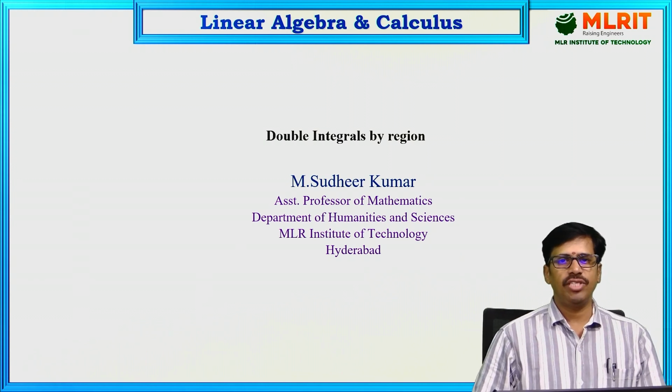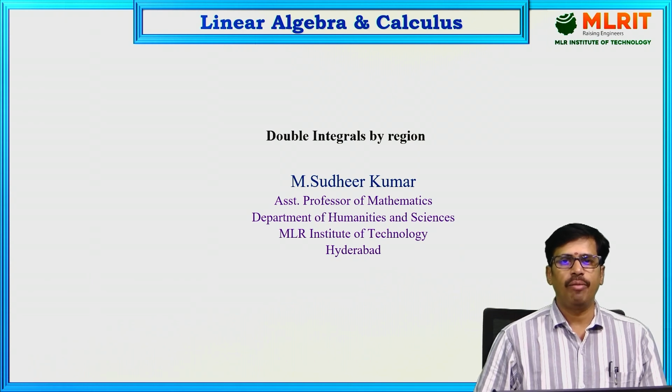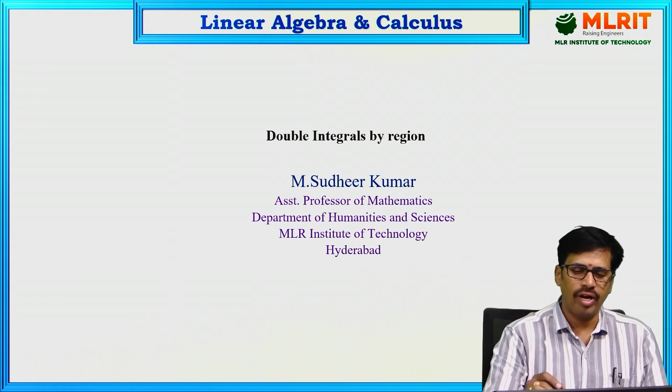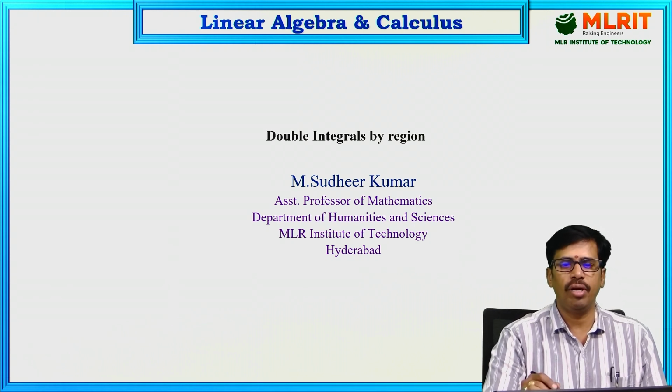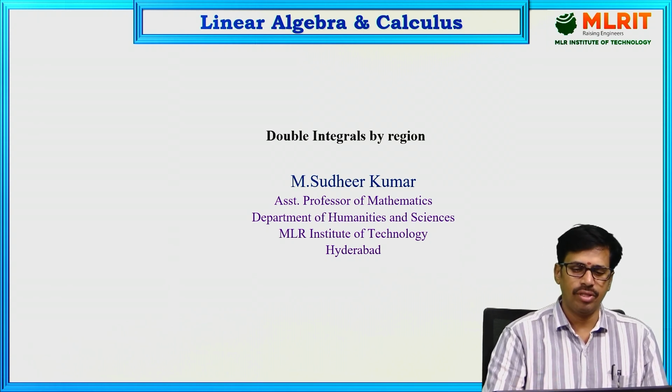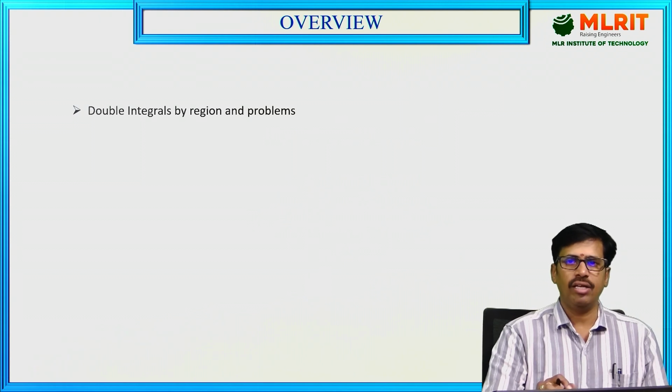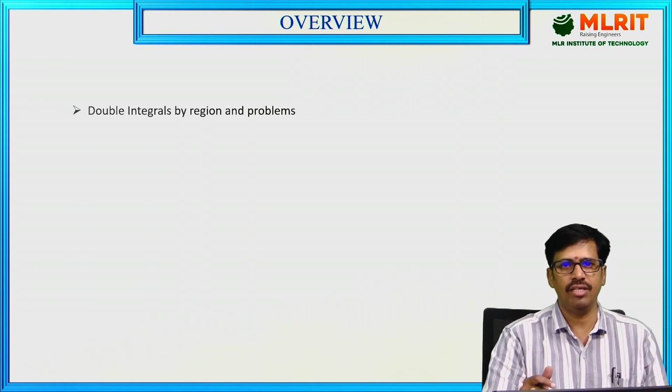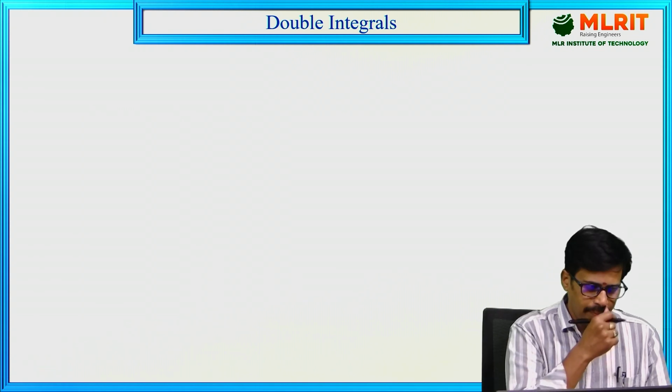Last class we have seen how to evaluate the double integral where the limits for x and y are given. In this lecture, we are going to evaluate the double integral based on the region. So double integrals by region means, without giving the limits for x and y, based on the region of integration, we have to identify the limits for x and y, then evaluate the double integral. Let us see that.